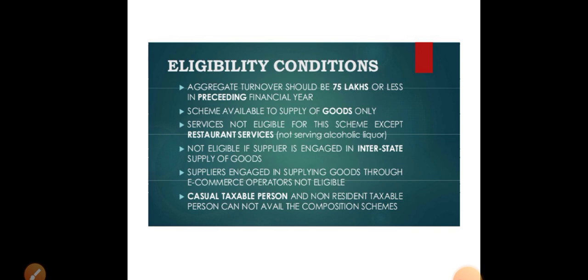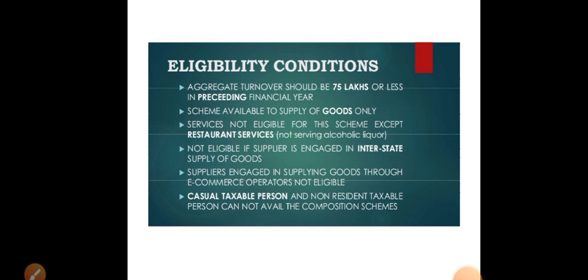Not eligible if a supplier is engaged in interstate supply of goods. Yes, only for intrastate, within a state. If your dealer is dealing within a state, then he can go for a composition scheme, with the condition that aggregate turnover in a year is less than 75 lakhs. If you are selling goods from one state to another state, you are not eligible to claim the composition scheme. Automatically your composition scheme will be cancelled and you will be in an ordinary scheme.